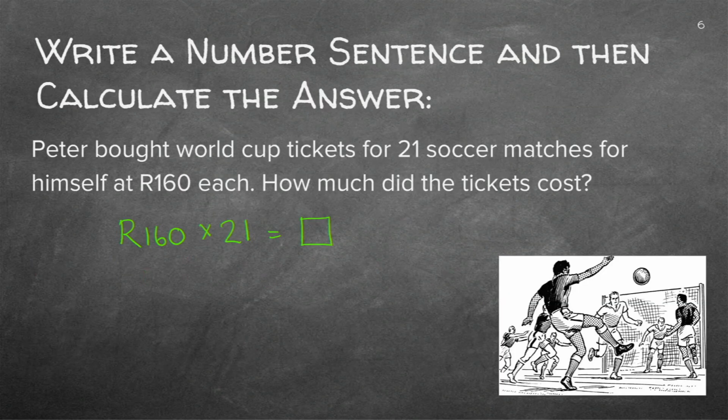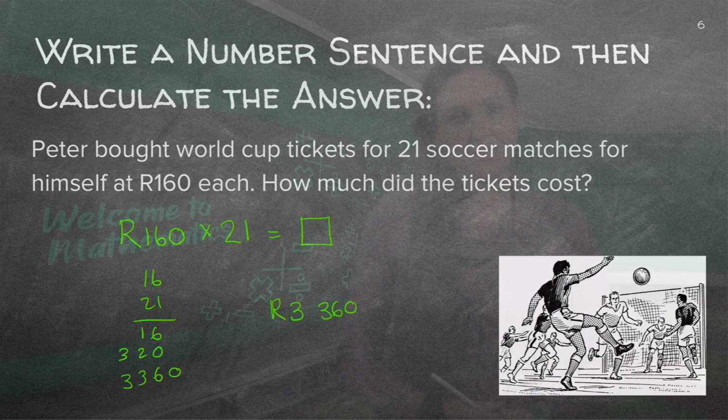So now I know I can take the 0 away and I can say 16 times 21, that will be 16. Put my 0, that will be 3, and the answer will be, and I put my 0 back. See how quickly you can do the multiplication vertical method there. So the answer will be 3,360 Rand. And that's it.